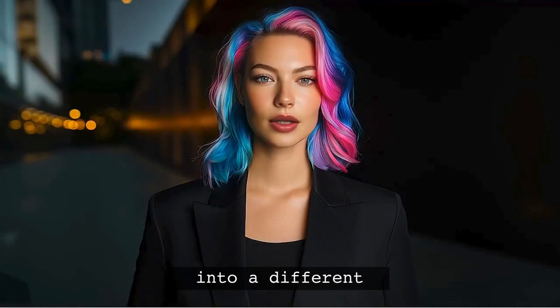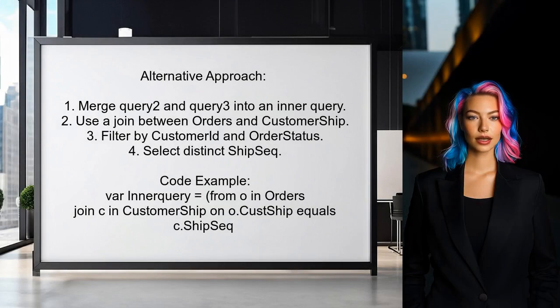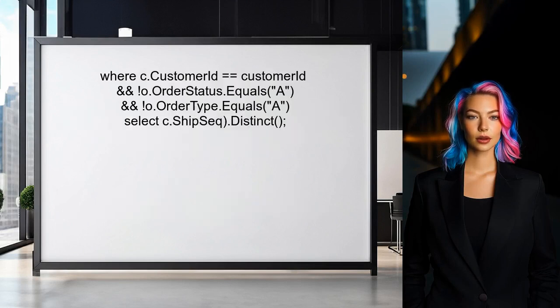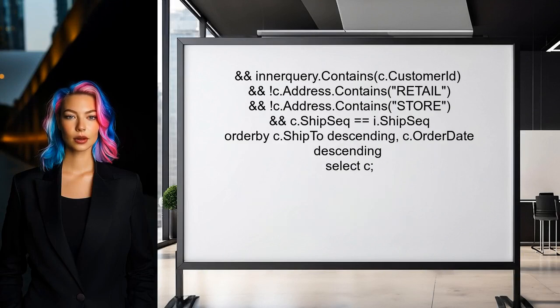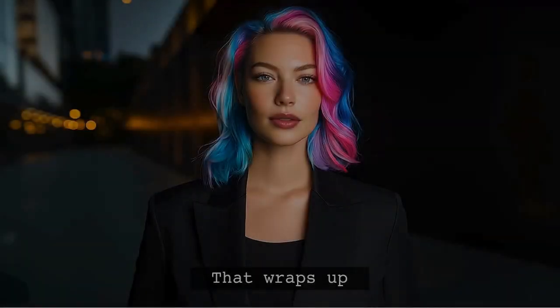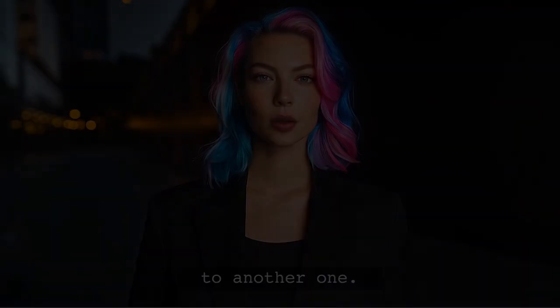Now, let's dive into a different answer from another user. An alternative approach combines the second and third queries into a single inner query. This user suggests using a join between orders and customer ship, filtering by customer ID and order status, and selecting distinct ship-seek values. Then the main query selects from customer ship using the inner query to filter results. It checks for the customer ID and ensures the address does not contain retail or store while ordering the results appropriately. That wraps up that answer. Let's move on to another one.